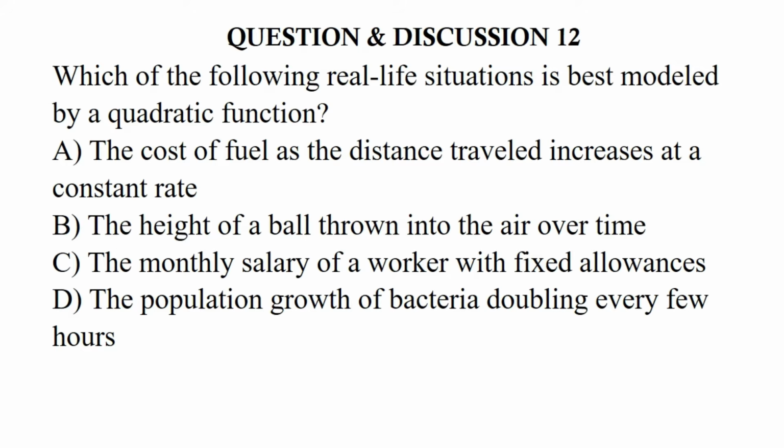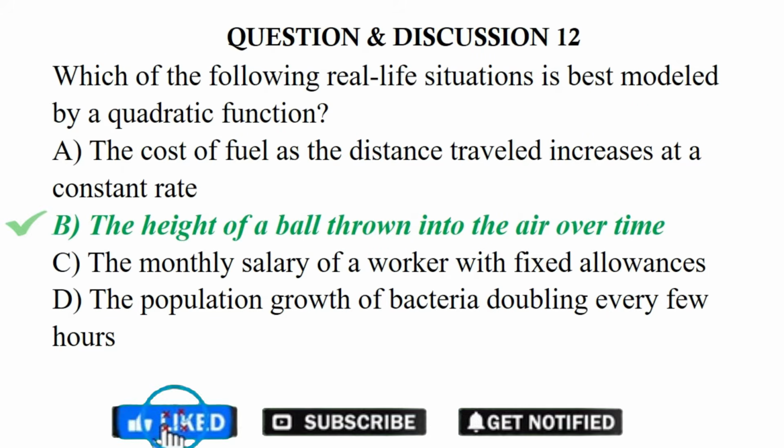In contrast, fuel cost increases linearly with distance, salary remains mostly constant or linear, and bacteria growth follows an exponential pattern. Only the ball's height versus time shows the classic quadratic relationship, with the square of time determining its path due to gravitational acceleration.